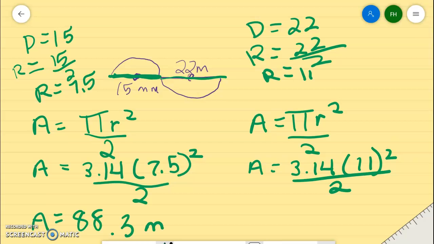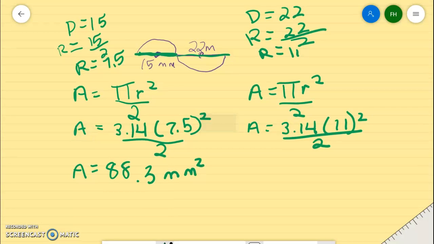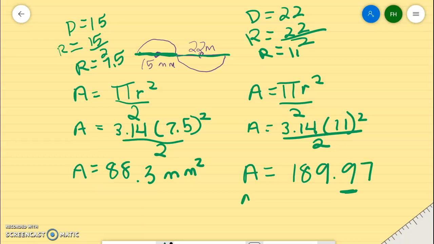And this is square millimeters. And then if I do that for the second one, 3.14 times 11 squared, I'm going to divide that by 2, and I get 189.97, but we're rounding to the nearest tenths place. So that's going to round up to 190 square millimeters.